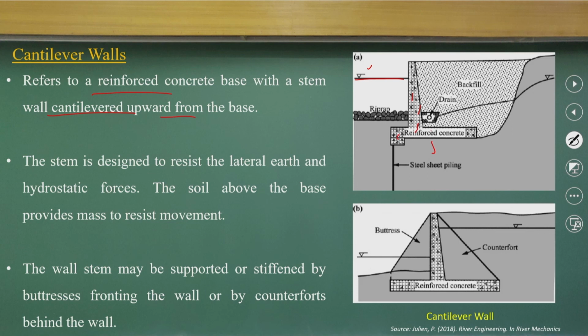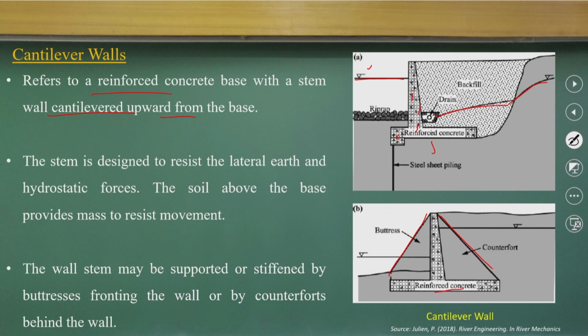The cost is so expensive, but this is what is showing the drain, and it is also showing the groundwater tables, how it is there. Or you can have a reinforced concrete wall like this with buttresses on both sides. So, we can have a cantilever wall.